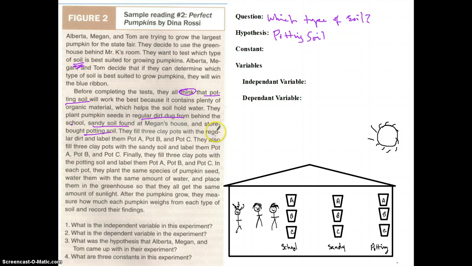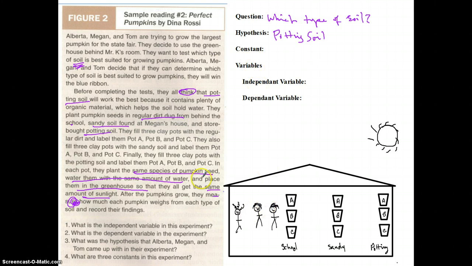They fill 3 clay pots with the regular soil from behind the school. They fill 3 clay pots with sandy soil, and they fill 3 clay pots with potting soil. They plant the same species of pumpkin seed, water them with the same amount of water, and place them in the same greenhouse so they all get the same amount of sunlight. After the pumpkins grow, they measure, there's that key word, measure, how much each pumpkin weighs and decide which type of soil is the best.